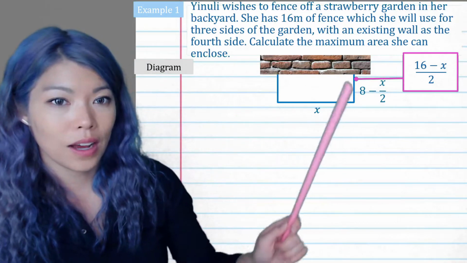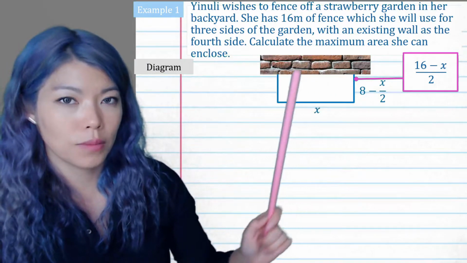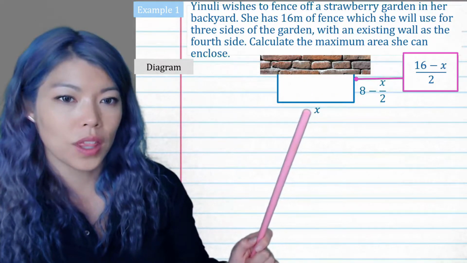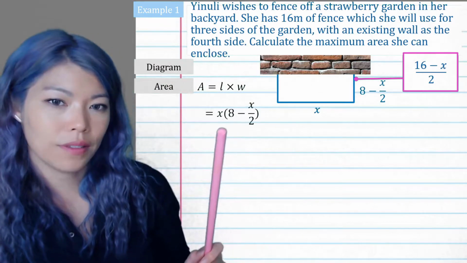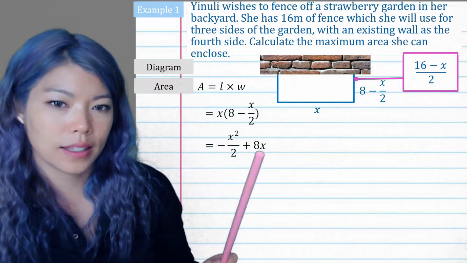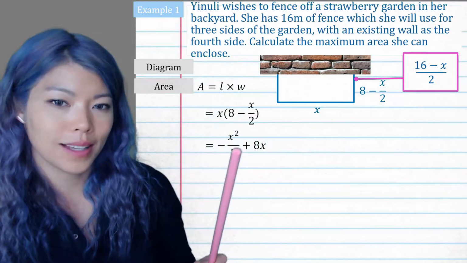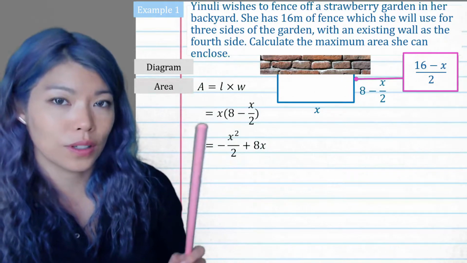Now the area is what we're looking for, and it's asking for the maximum area. So let's calculate the area. The area is length times width, so let's multiply these two together. And now we have 8 times x is 8x, and then x times minus x over 2 is minus x squared over 2. I've just rearranged it so that the highest power of x is always to the left.